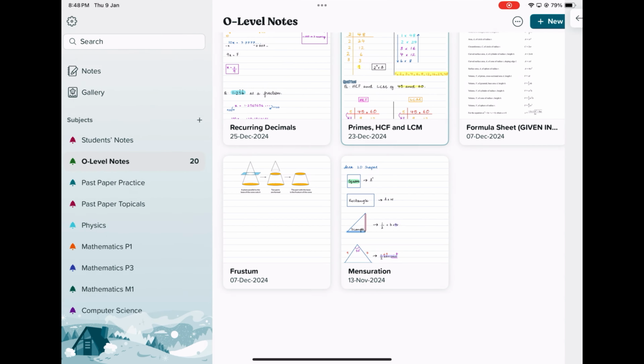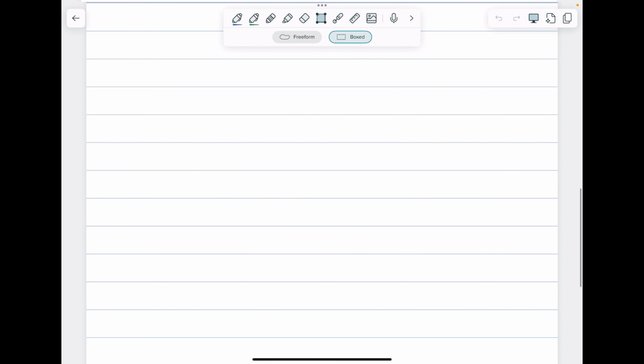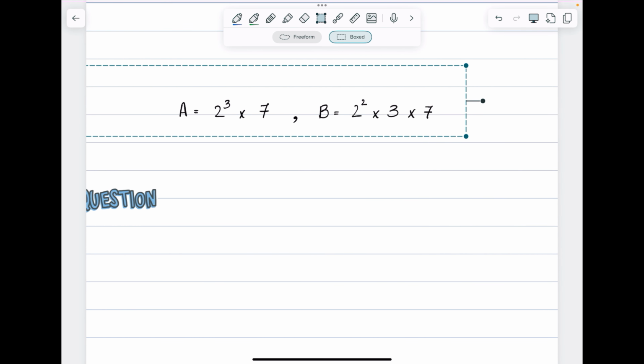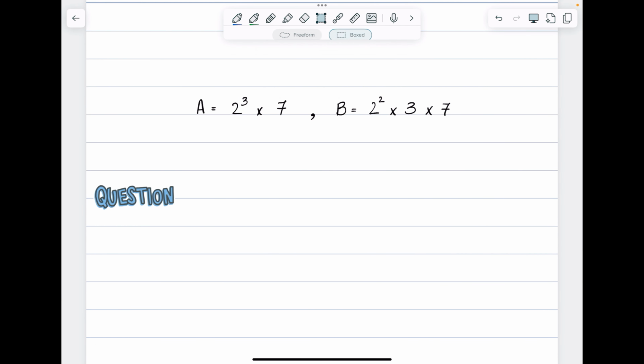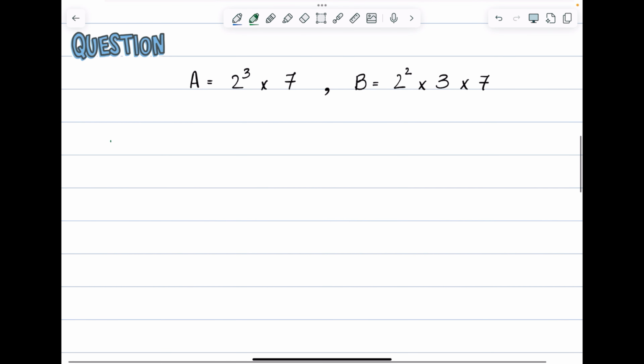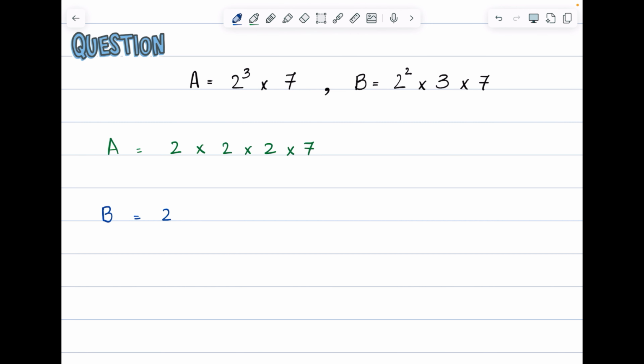Let's try it with this example. Let's copy this and take it and let's have a look. We have a case right here where we have to find the HCF and LCM. First of all, मेरा पहला goal होगा to write both the numbers. A is a number which I don't know. I can find, but I don't want to waste my time in expanded form. So 2 times 2 times 2 times 7, and B is going to be 2 times 2 times 3 times 7. ठीक है? First of all, we're going to do the HCF.